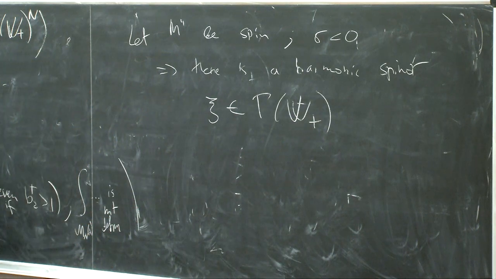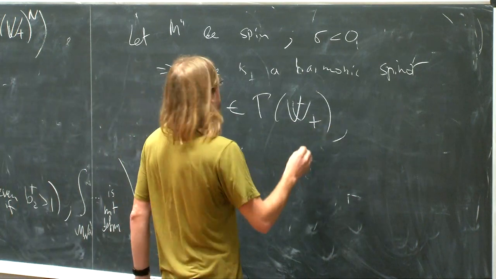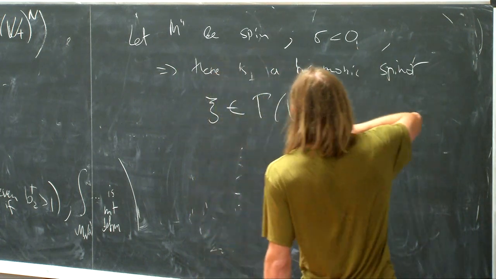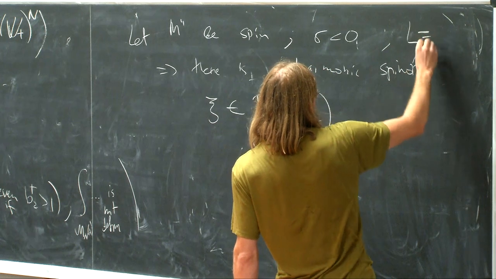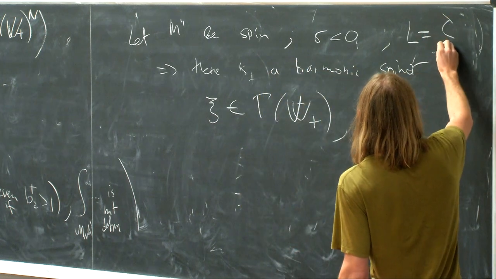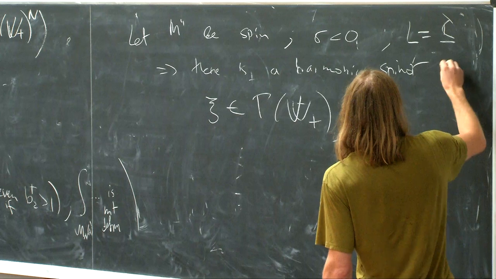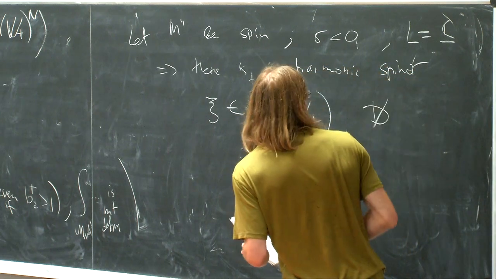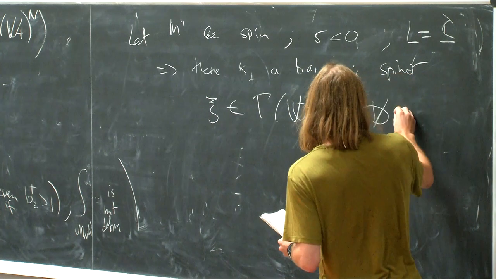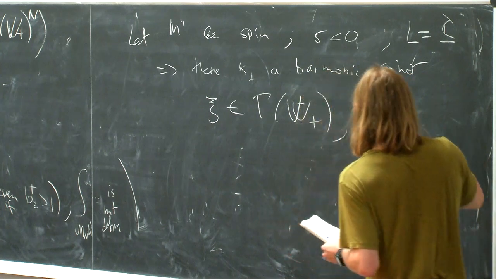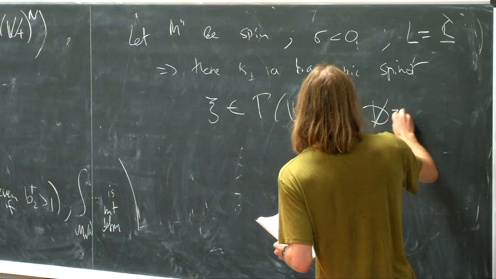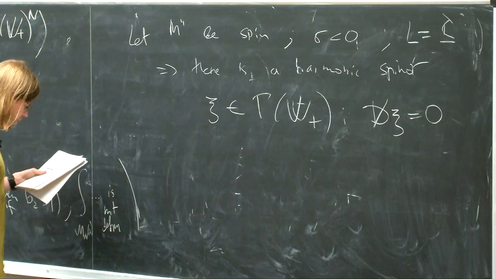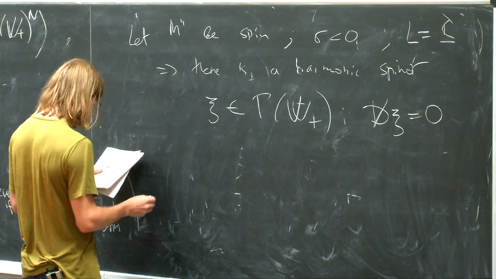If the four-manifold is spin, one can take the determinant line bundle to be trivial. So in particular, the harmonic spinor will satisfy just the usual ordinary Dirac equation, which is zero. And then one can construct the following solution.